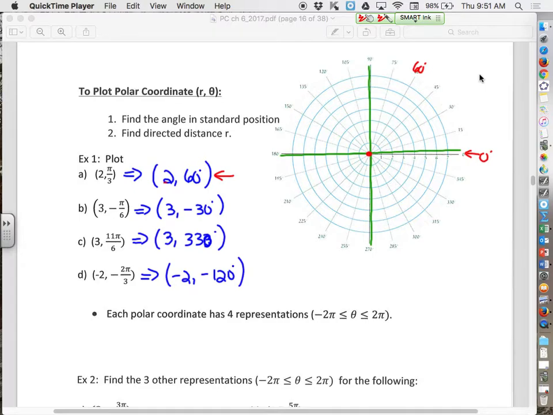And my radius is 2, so from the pole, I'm going to move out 2 rings and put a point right on that, I call it the bar, that 60-degree bar there. So this is my first point A.